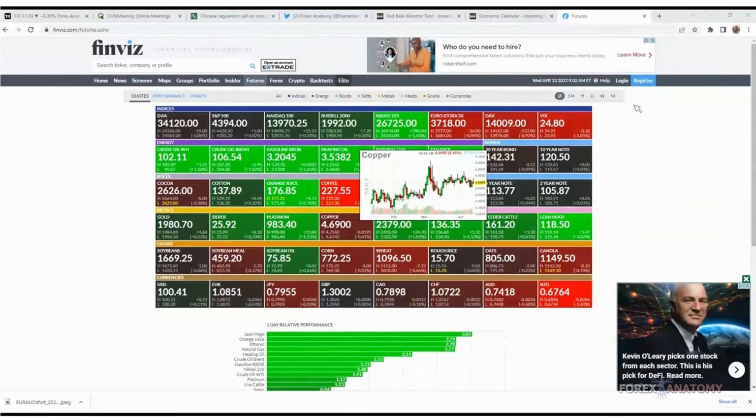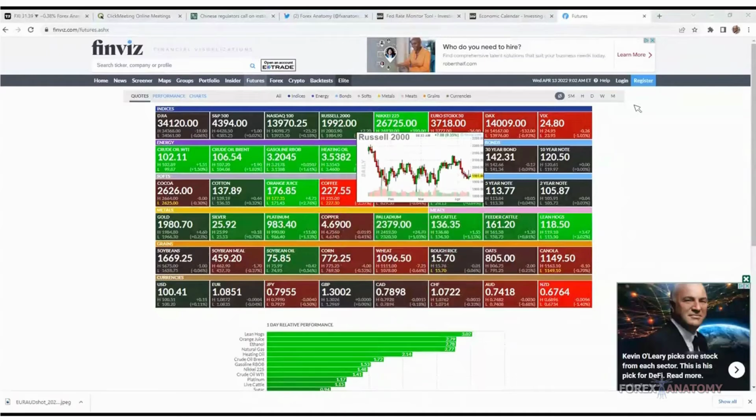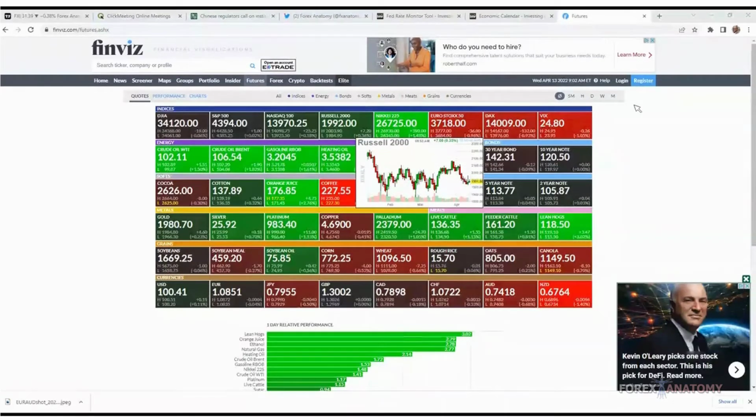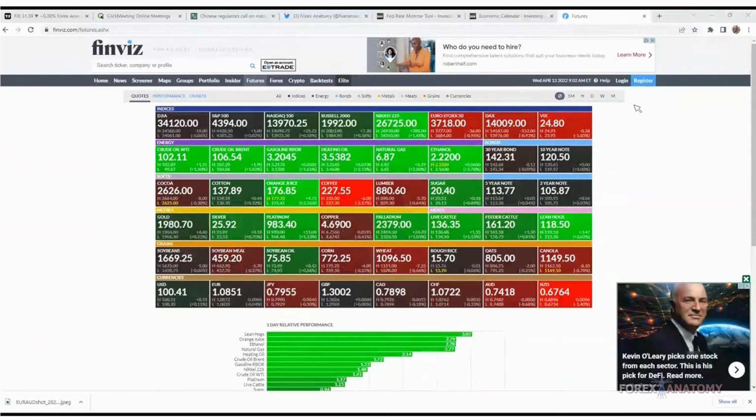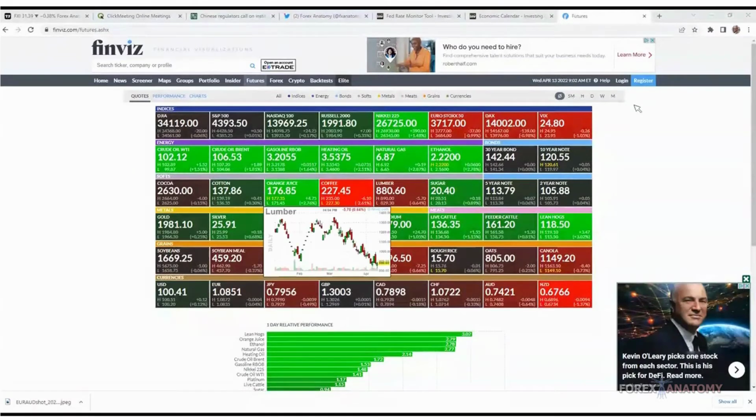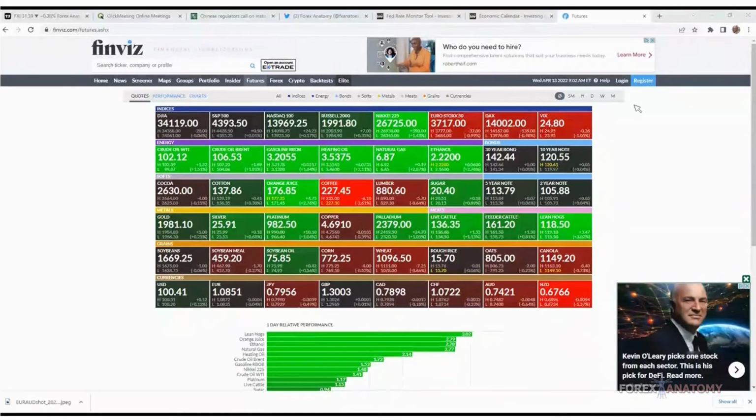So it's going to be interesting to see how this pans out in the next few weeks. But we see Dr. Russell still holding on to positive gains. We see, let's see what else we got. Okay, we see lumber selling off. But yeah, it seems like for today, markets are fairly mixed.